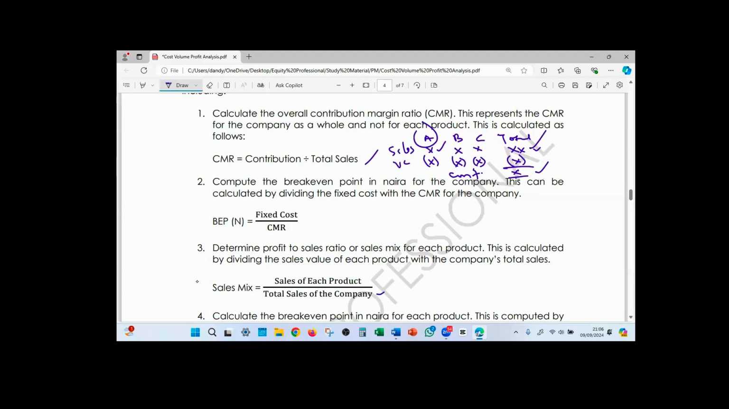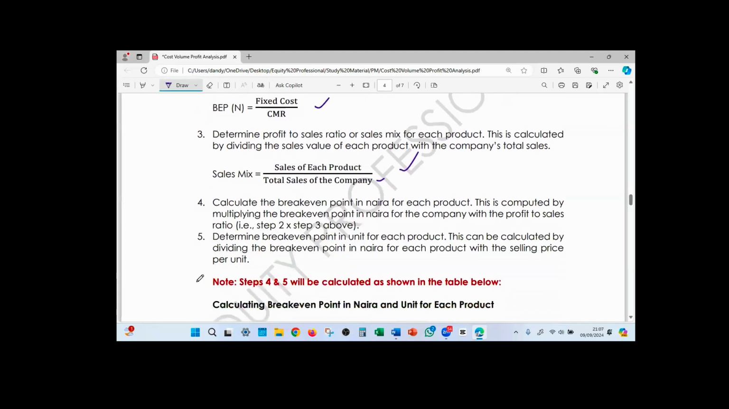In step 4, you then calculate break-even points in Naira for each product. How do you do that? Simply multiply the sales mix that you have in step 3 with the break-even point in Naira in step 2 for each product. This is computed by multiplying the break-even point in Naira for the company with the profit to sales ratio. That is, you multiply step 2 and step 3 for you to be able to get the break-even point in Naira.